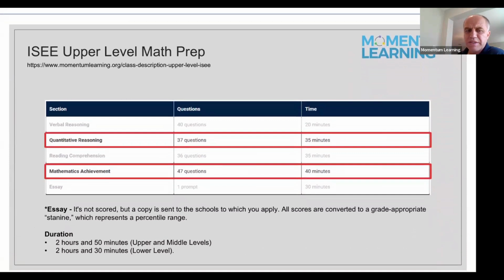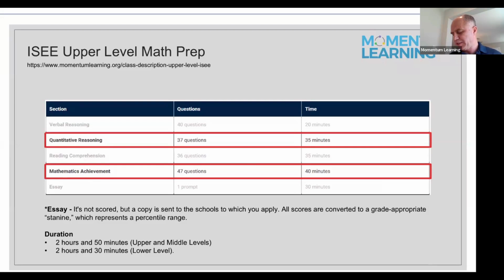The ISEE upper level exam consists of 4 parts, but the math-related ones are sections 2 and 4. They are quantitative reasoning and mathematics achievement. Each section has a specific number of questions and time limit. For quantitative reasoning, you will answer 38 questions in 35 minutes. And for mathematics achievement, you will answer 47 questions in 40 minutes.